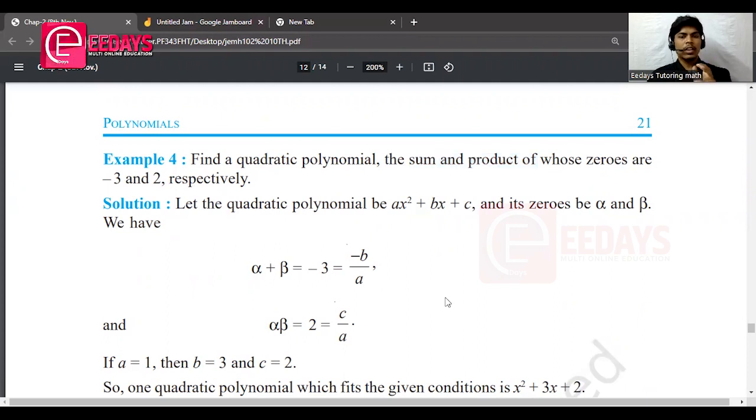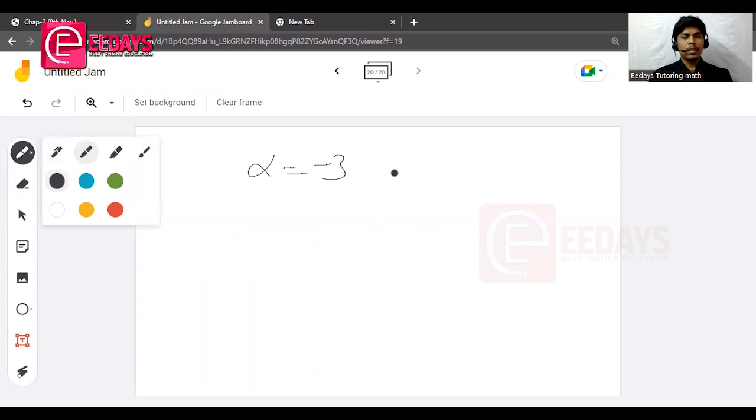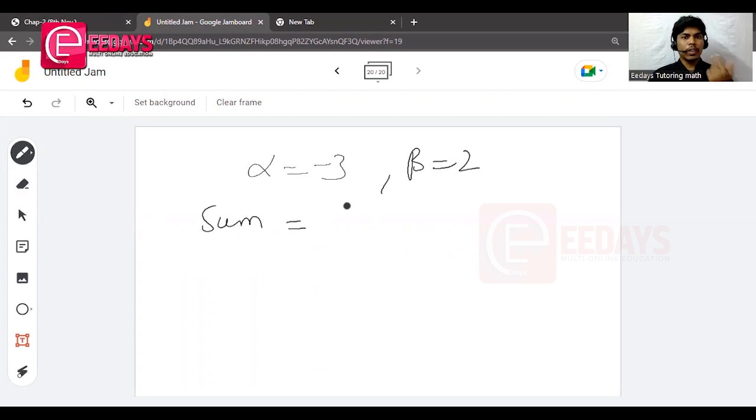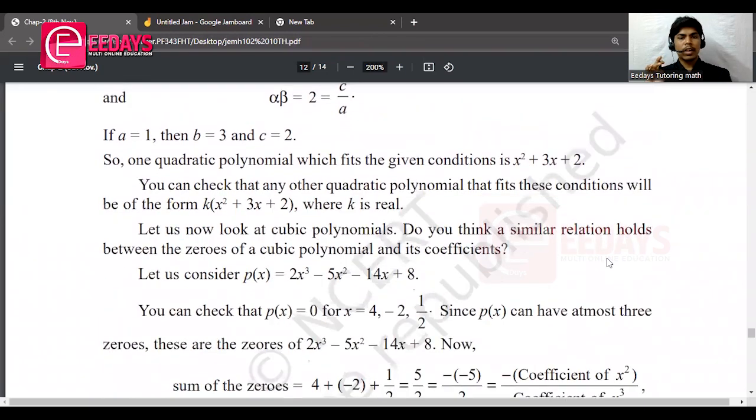Don't make that mistake. I have seen a lot of people, after seeing the question, think alpha is equal to minus 3 and beta is equal to 2. They substitute like this, and they compute the sum of zeros. They think we need to find the sum of zeros, that is alpha plus beta, which is minus 3 plus 2, so we are getting minus 1, sir. They think it is a correct process. No, guys, in the question they already gave the sum and product. I hope everyone agrees with me.